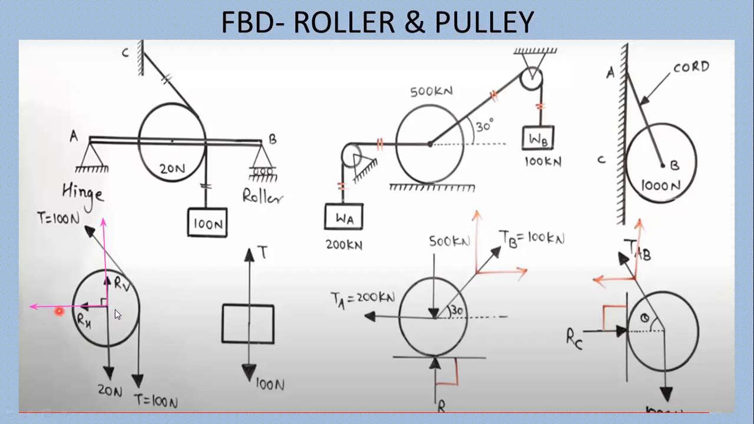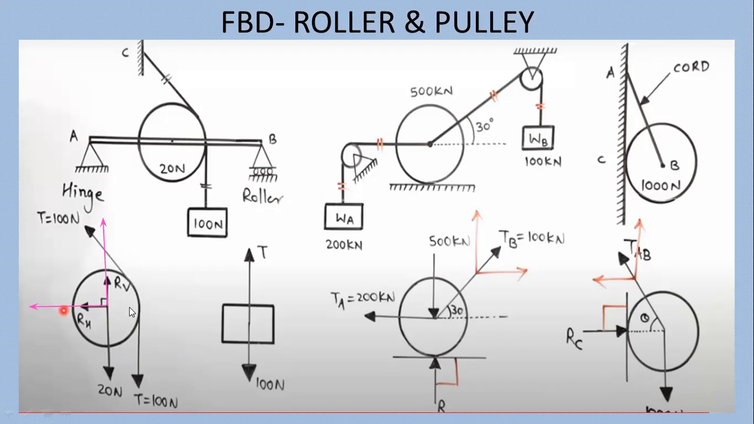So we have shown horizontal and vertical force as the hinge is there, and this horizontal beam AB is connected at one end to the hinge and at one end to the roller. Now this roller can move in the horizontal direction and the hinge can move in any direction. So we have to show the two reaction forces, for which this hinge is connected at the center of this circle.